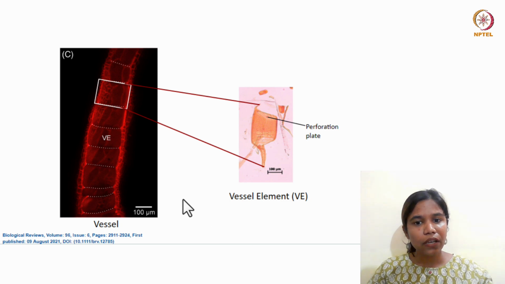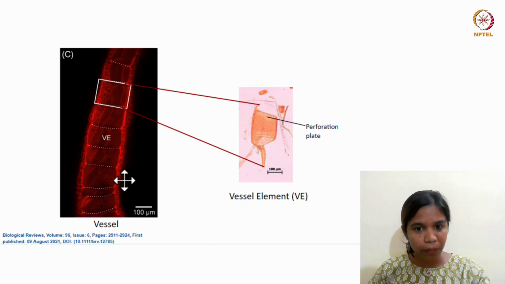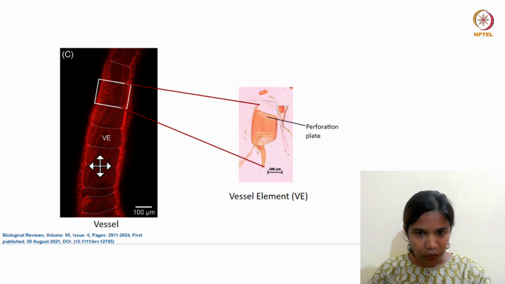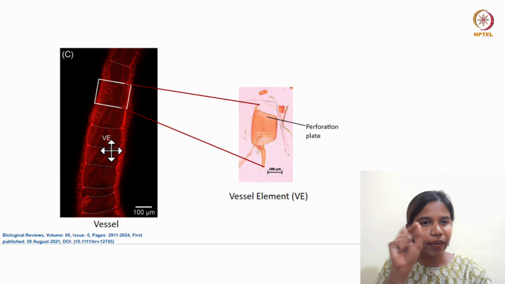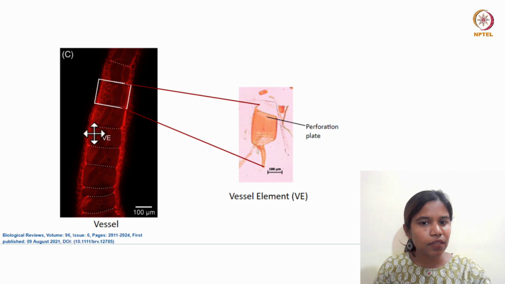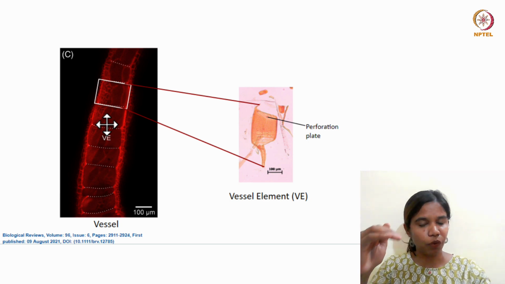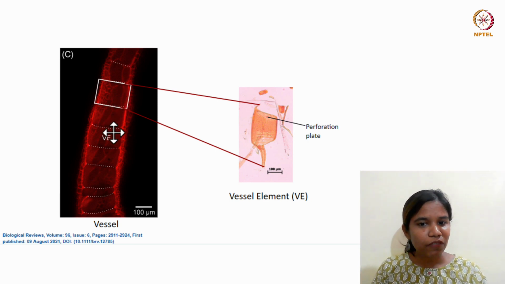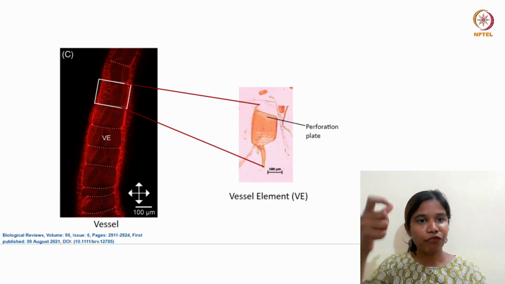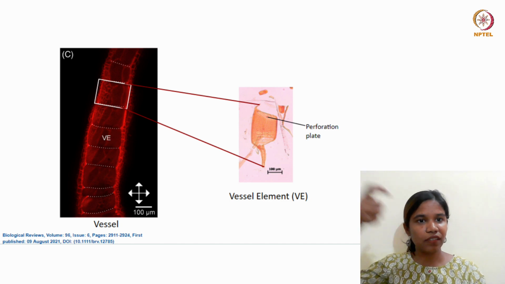As you can see on the left hand side, there is an image of a vessel. VE represents vessel element. One vessel element is represented here with white dashed lines. So this is a single vessel element which joins with another vessel element at the end point. Okay, so multiple vessel elements are joined together to form a vessel, a water conducting tube.